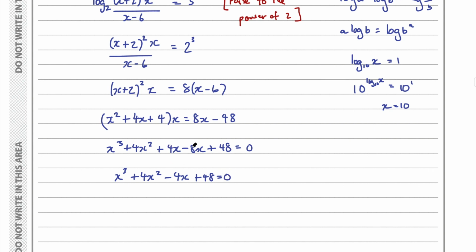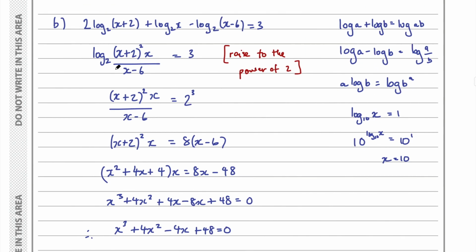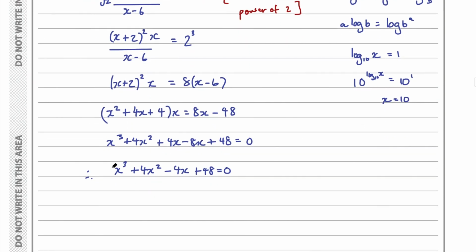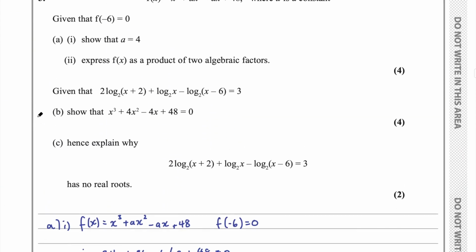Plus 4 minus 8 is minus 4. Therefore, we've shown that if we start with this expression, we can simplify it to this cubic here. Okay, so that was part B.